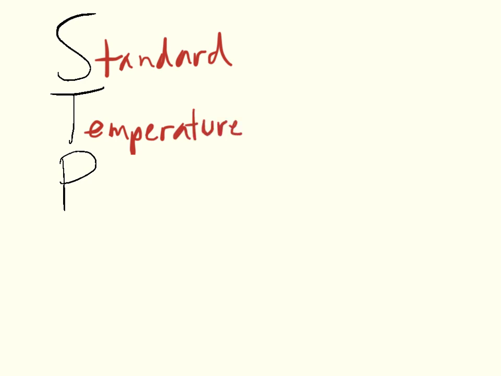Learning Target 4.8 is about a specific set of conditions called STP. STP is an acronym, meaning each letter represents a word. STP means standard temperature and pressure. So this is a set of conditions that scientists do experiments at to minimize error.